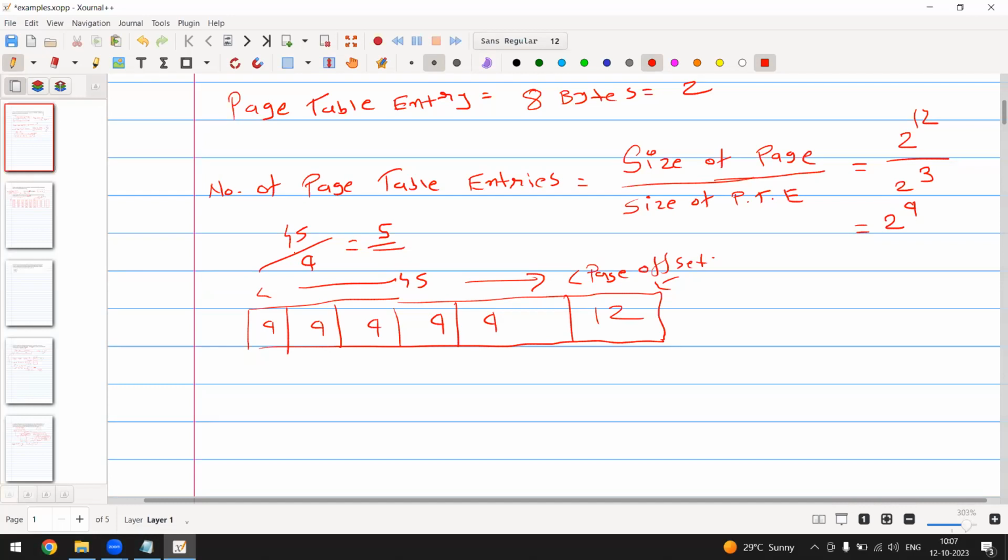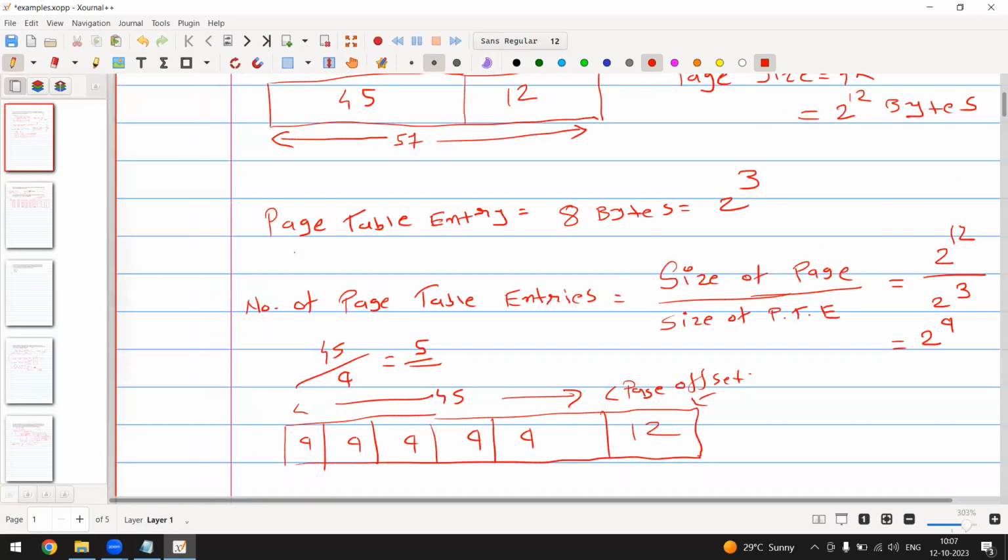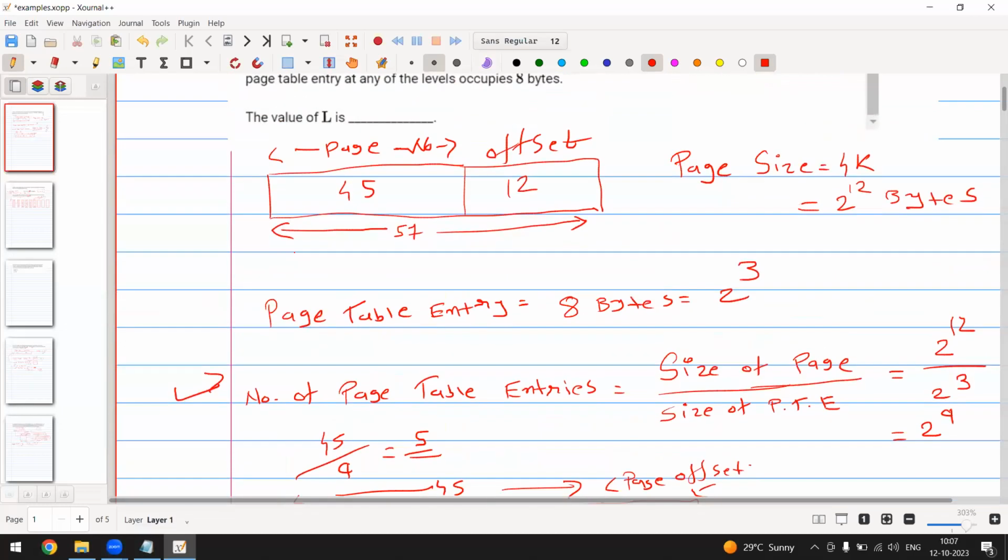So the very simple and crucial step here is to find the number of page table entries. How can you find it? You have to remember that it is equal to the size of your page divided by the size of the page table entry, because from the page table entry we want to find the page.